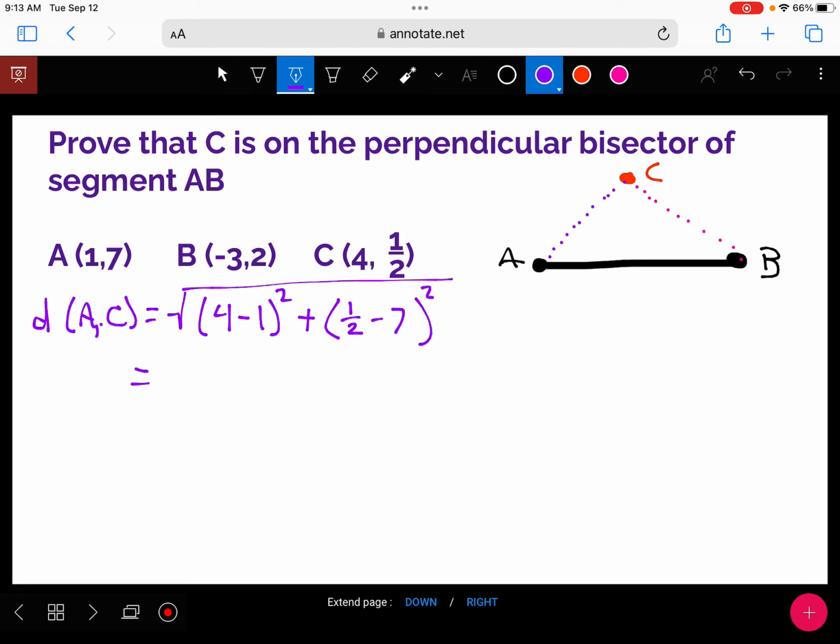So we're going to have fractions sometimes, and they're going to be gross, and that's okay. 4 minus 1, 3 squared. 1/2 minus 7, 6 1/2. How about we do that as an improper fraction? 13 over 2. There we go, 13. Sorry, I kept hearing 3. I was like, definitely not 3. 13 over 2 squared. If we do it as an improper fraction, it's a little easier to see it. Negative 13 over 2.